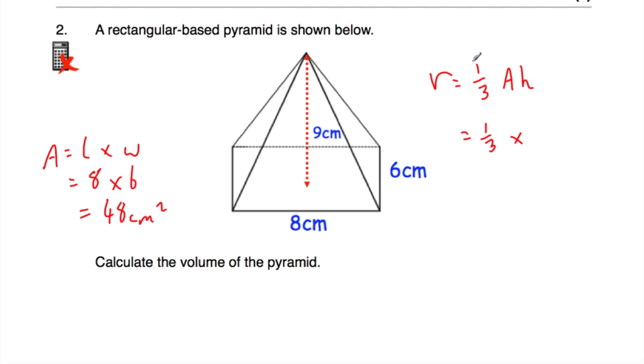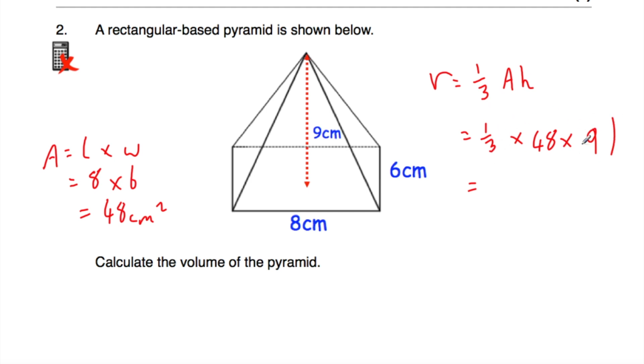So for the volume of this pyramid, we're going to do a third times the area of the base, which is 48, and then multiply by the height of the pyramid, which is 9. So we just need to do a third times 48 times 9. We could do this in a few different approaches. We could do a third of 48, which is 16, and then times 9. Or we could do a third of 9, which is 3, and then do 3 times 48. Or you could do 9 times 48 and then divide by 3.